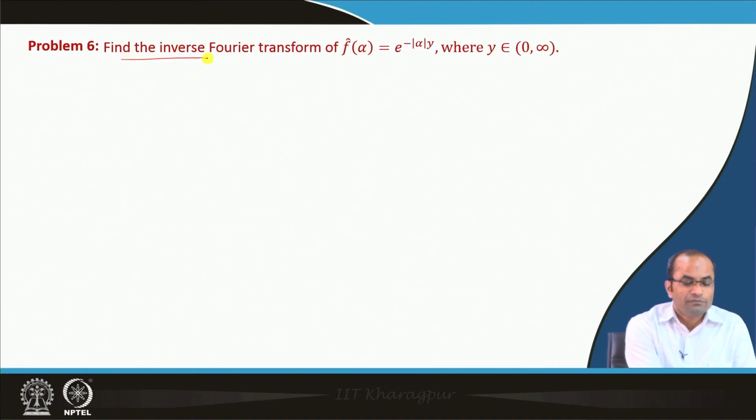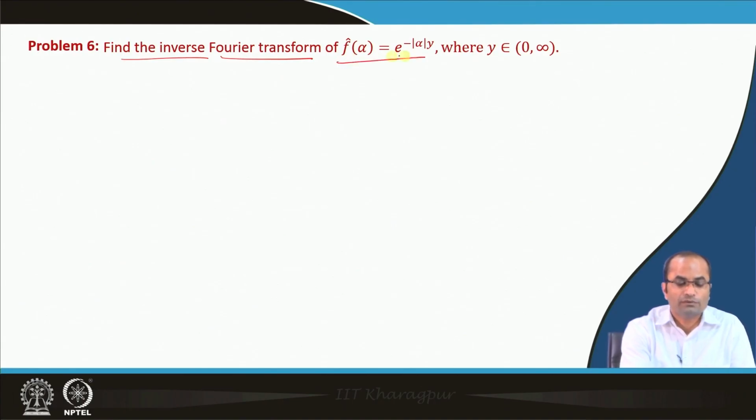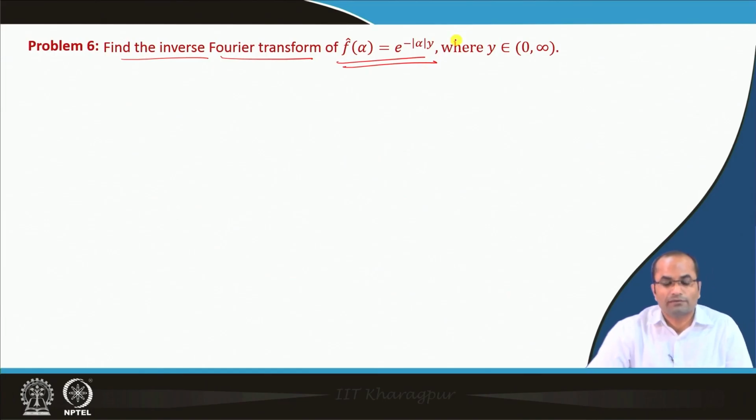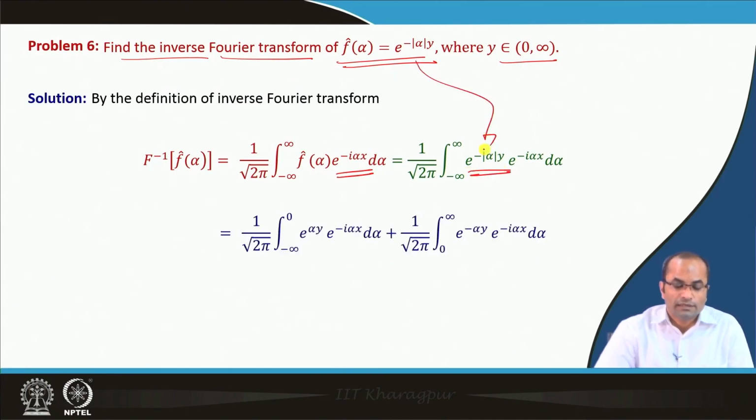In this example, there are two examples based on the inverse Fourier transform, but they are simple. Here we want to get the Fourier inverse transform of e power minus alpha y, where y is a positive number. By the definition of the inverse transform, we have e power minus i alpha x there. So, we can substitute the function itself, and then from minus infinity to plus infinity, where this alpha is negative.